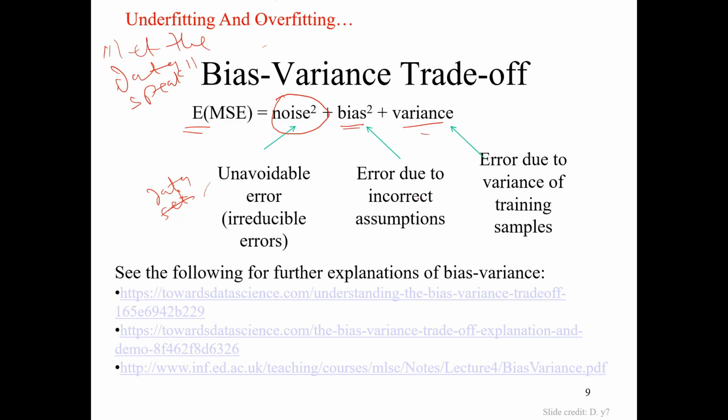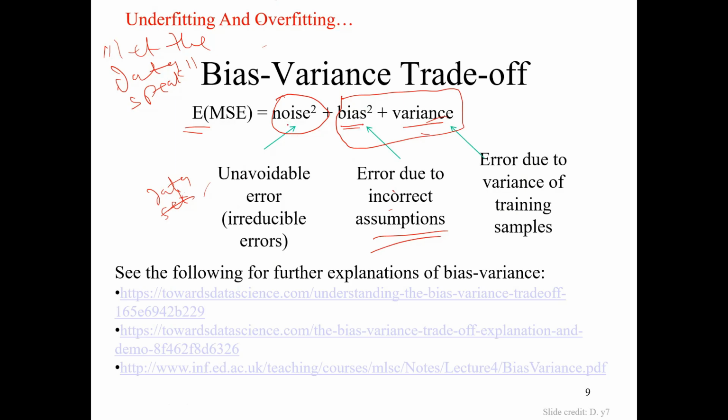Then the bias and the variance: bias is error due to incorrect assumptions during your algorithmic development, and variance is error due to variance of training samples and other things. We're going to share this particular content so you can read more about some of these bias-variance trade-offs. These two are the ones you can actually manipulate. You can try to change the hyperparameters of your algorithm in order not to go too much to the left or too much to the right, so you're on the middle course, as the case may be.